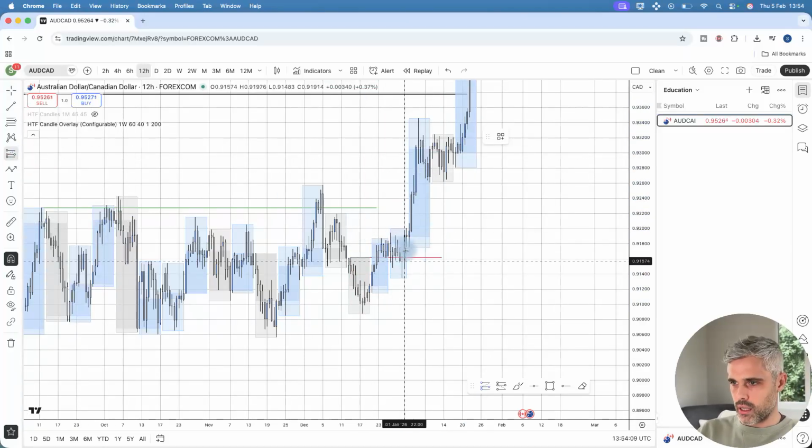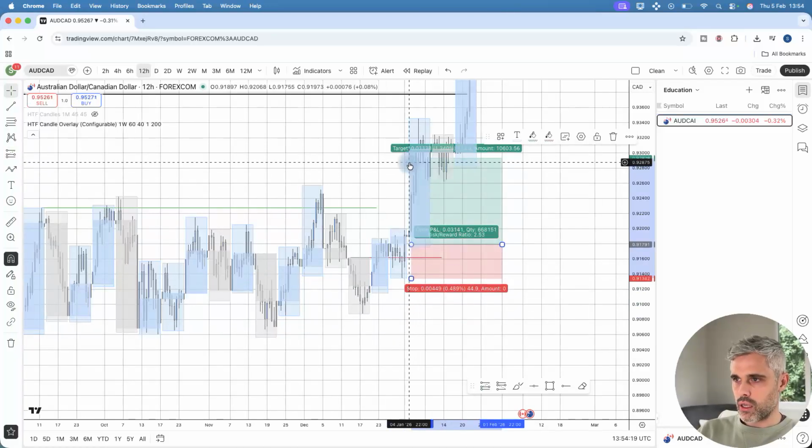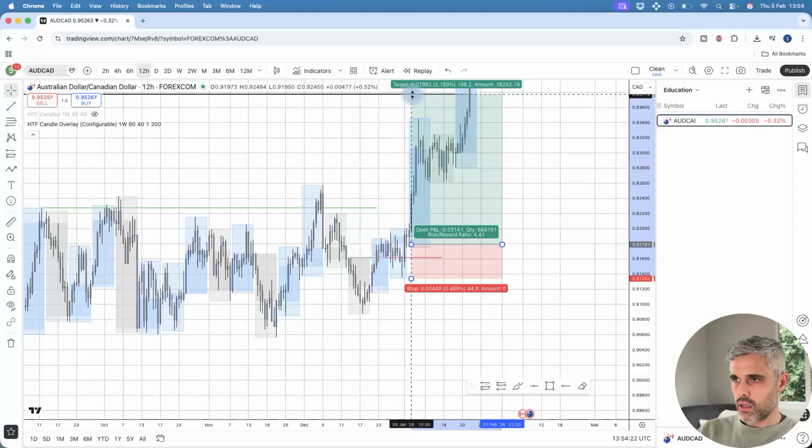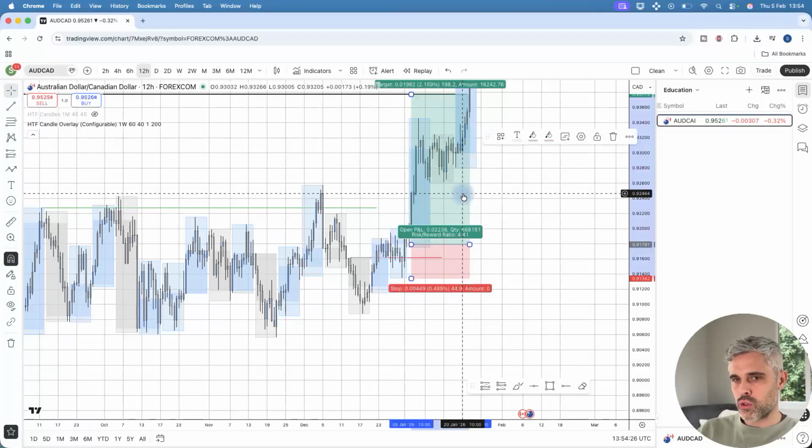We can enter in here once we get a structure shift. So we see structure shifting right here. And like I said before, we can look to get involved, covering the low, same target, 4.41R. So this is how you truly knit time frames together.